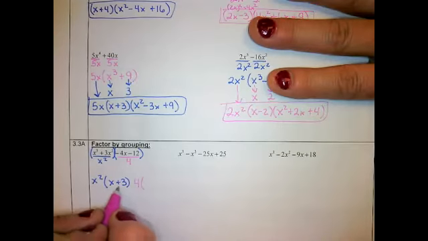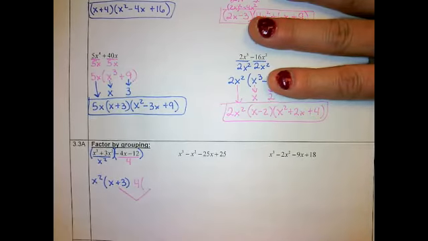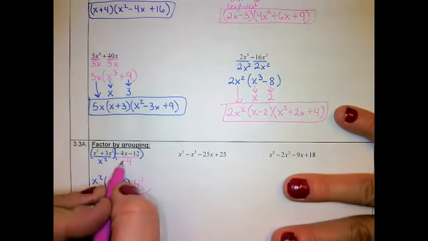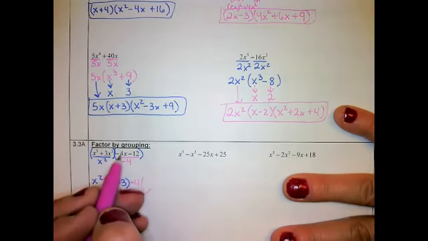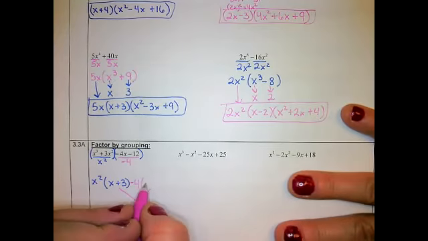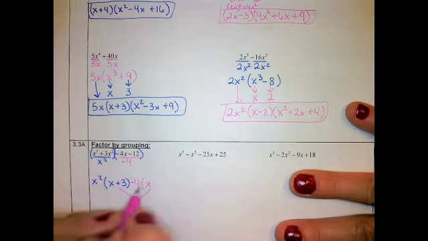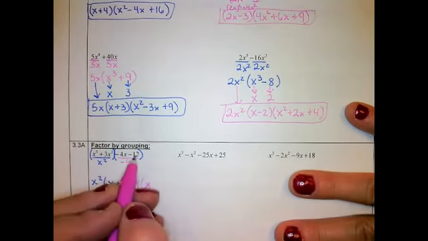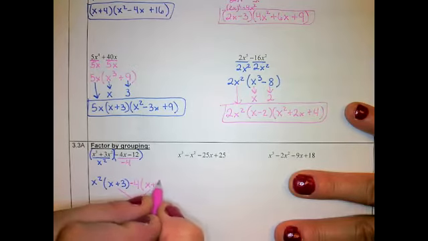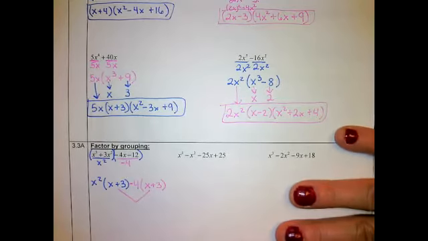But my whole goal in grouping is to get these 2 to look exactly alike. So if I divide by negative 4, then I get negative 4 divided by negative 4, x divided by negative 4, and that leaves me with just a positive x. And negative 12 divided by negative 4, sorry, is positive 3. Now those 2 match.